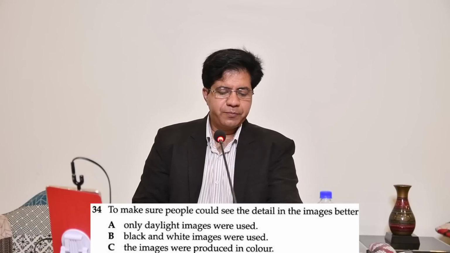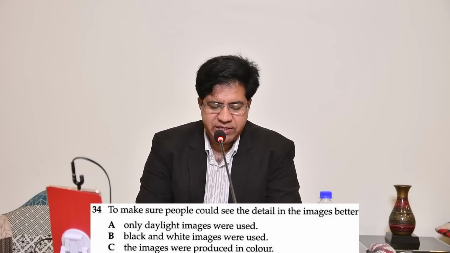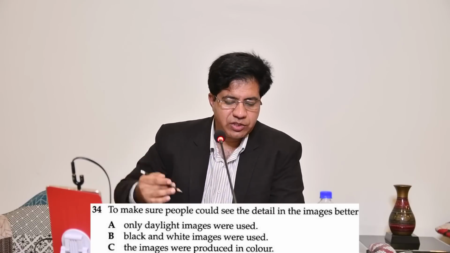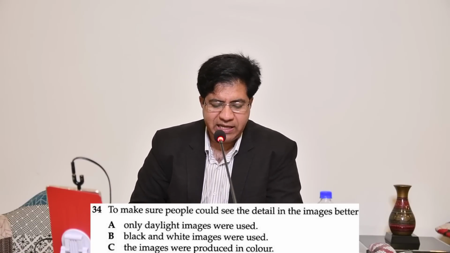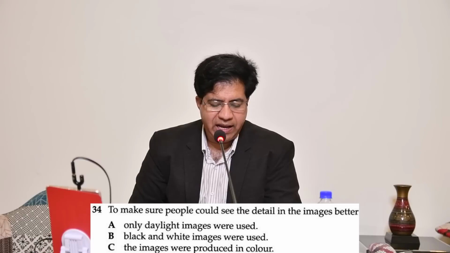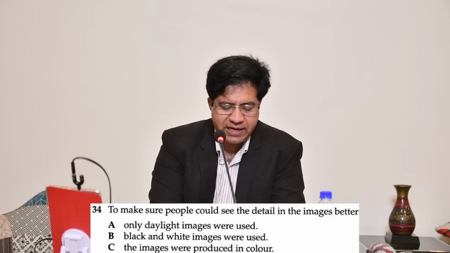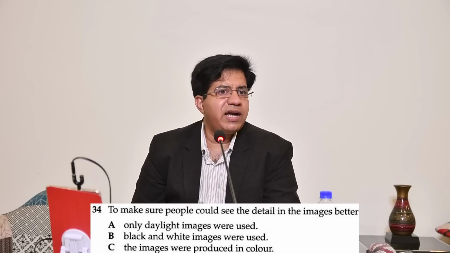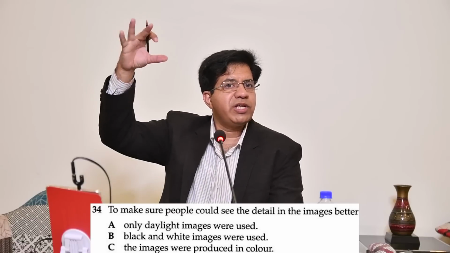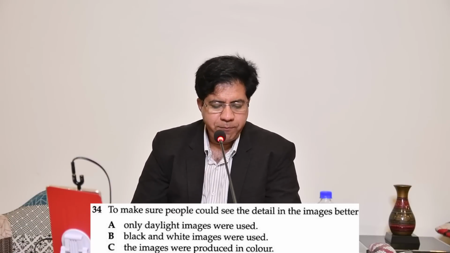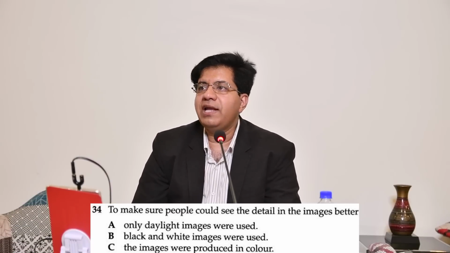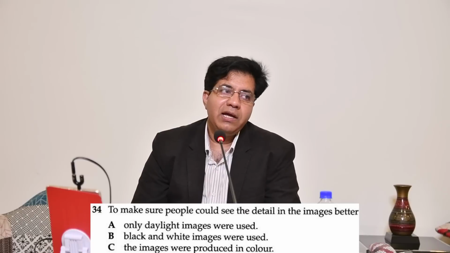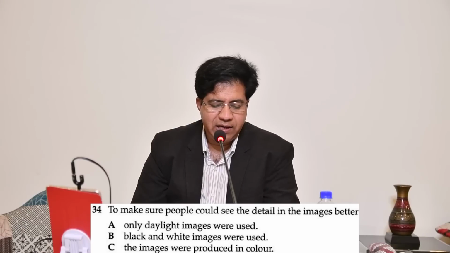Okay, question number 34. To make sure people could see the detail in the images better, what did they do? Images like paintings. Option A, only daylight images were used. Just underline only daylight images. You understand daylight images? Like a pretty painting with the sun risen. Option B, black and white images. Option C, color images. Images produced in color means colored images.